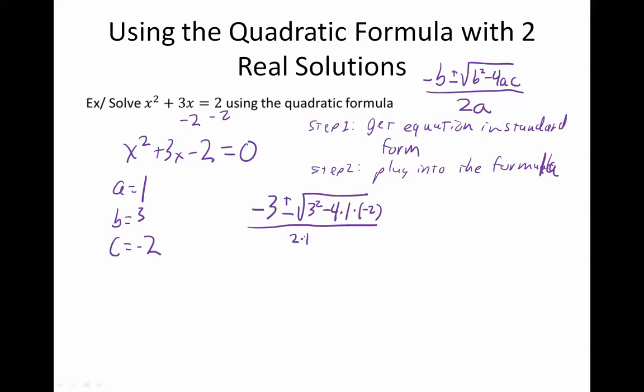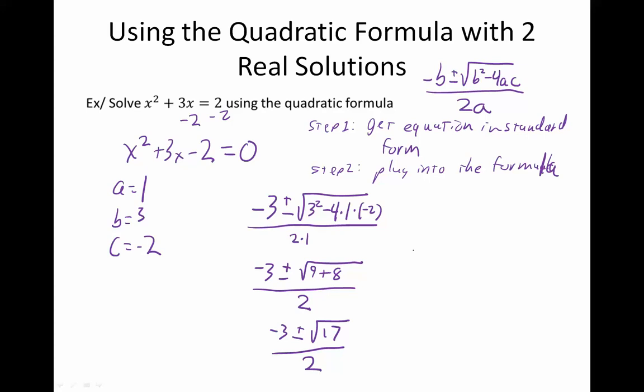And now we've got to simplify, right? So we need to use our order of operations. Remember PEMDAS. Parentheses first. In this case, the square root is considered a parentheses. So we need to simplify what's in here first. And then we have exponents. So this is going to be 3 squared, which is 9. And then negative 4 times 1 times negative 2 is a positive 8. And then divided by 2 times 1, which is 2. Finishing off what's in here is going to give me negative 3 plus or minus the square root of 17, all over 2.